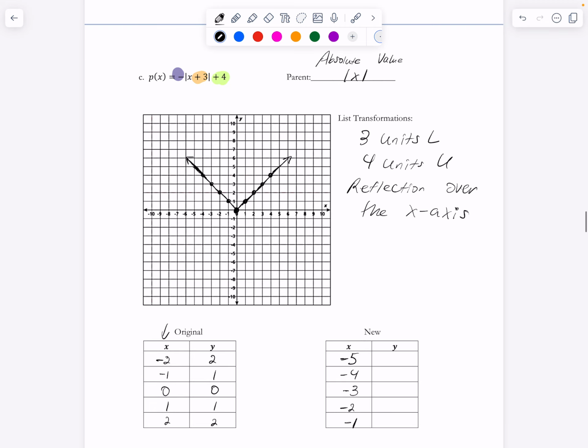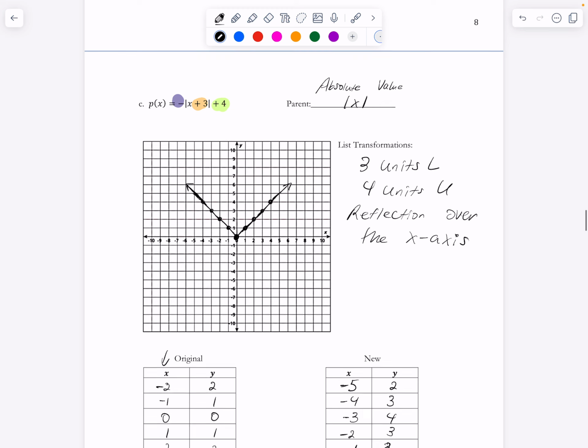Using a calculator or using Desmos, you can make this function and plug in these x values. I'll show you how to make a table in class. So you can do this on your laptop, on your phone, whatever you have, to get those y values, okay? So my y values are going to be 2, 3, 4, 3, and 2.